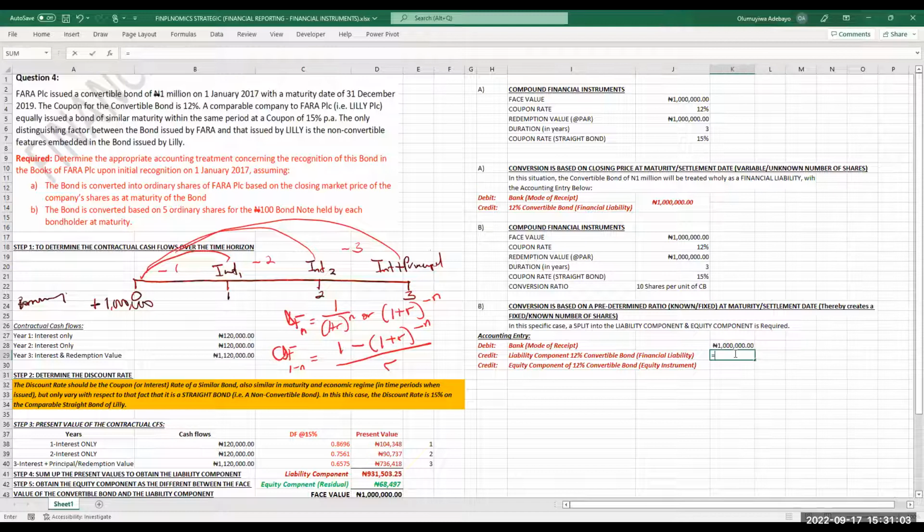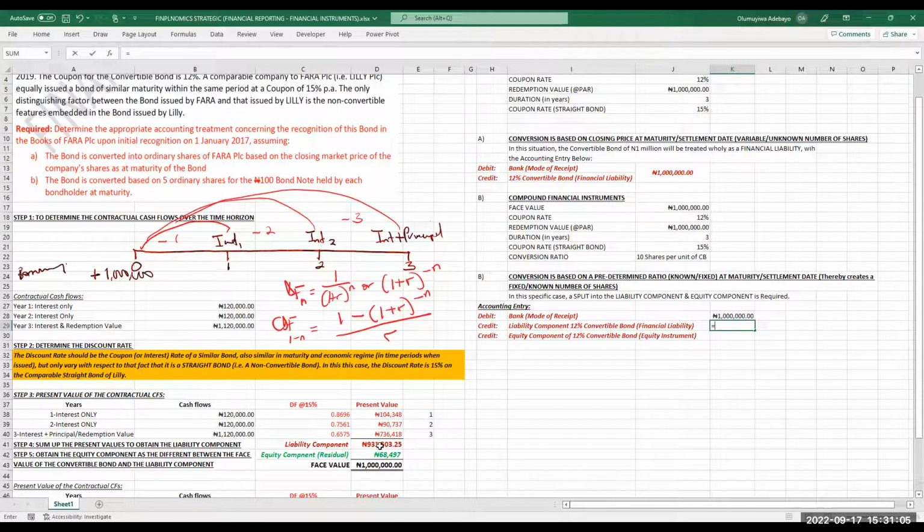Therefore, the liability components with this, and the equity components with this. And this should sum up to 1 million, and that is it. Does it make sense now?